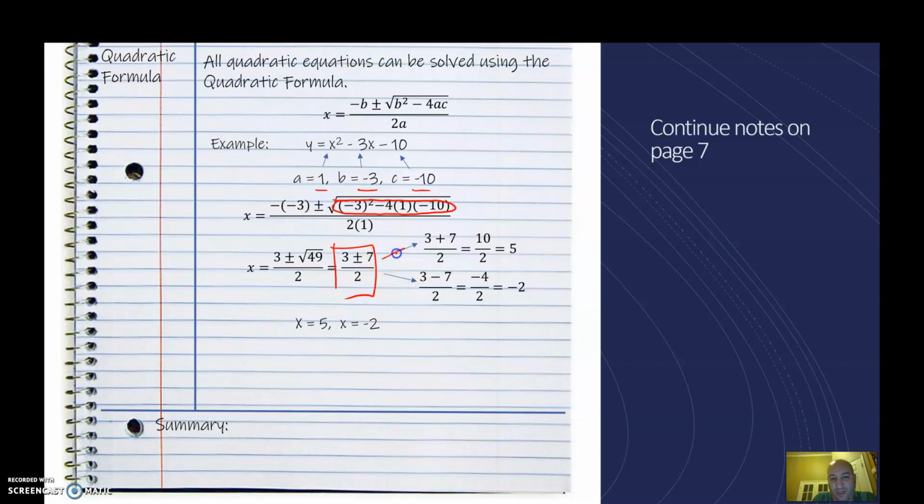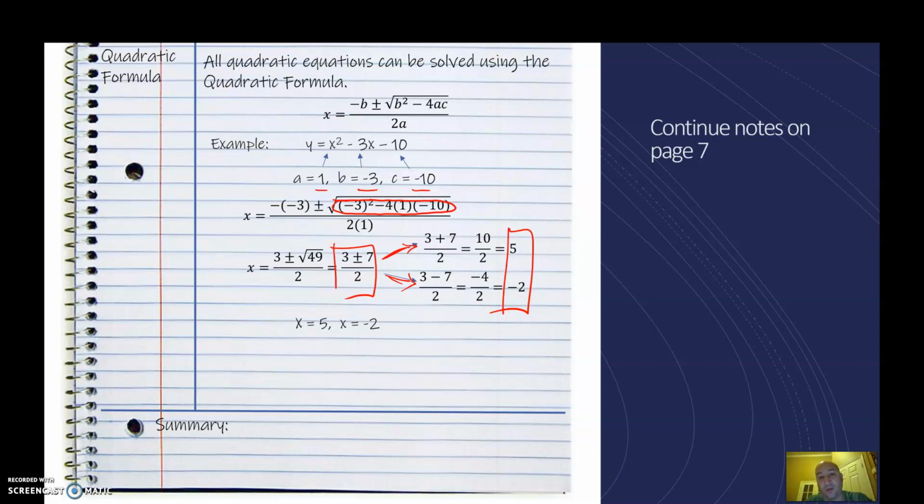So you can see the two arrows here. And each of those arrows has given you the two problems. You're going to do 3 plus 7, which is 10. And 10 divided by 2 is 5. 3 minus 7 is negative 4. Divided by 2 is negative 2. Those are the exact same answers that we had when we factored.